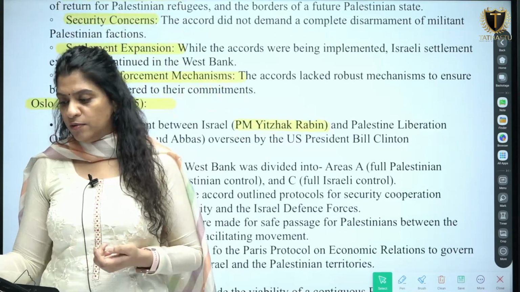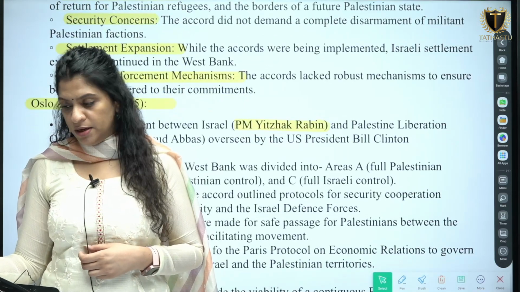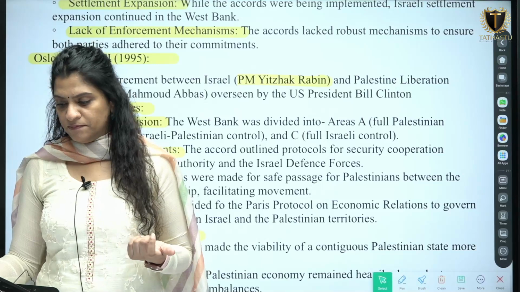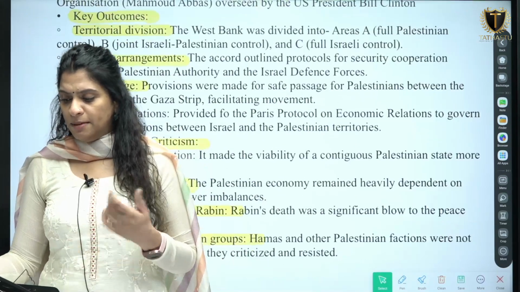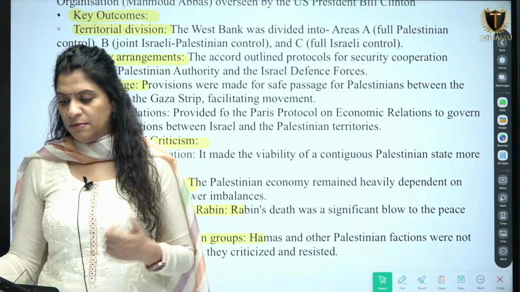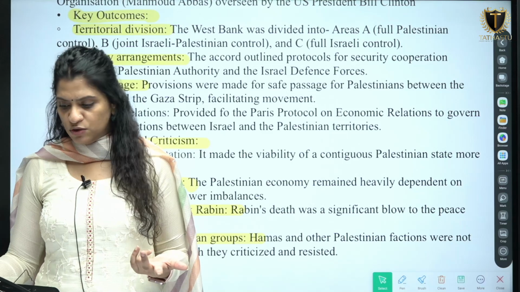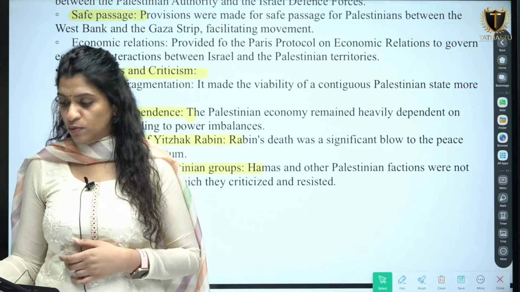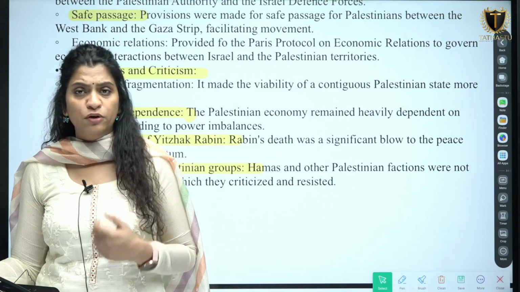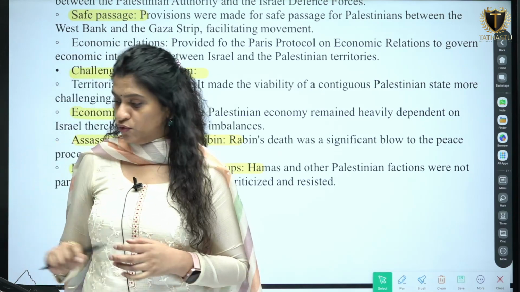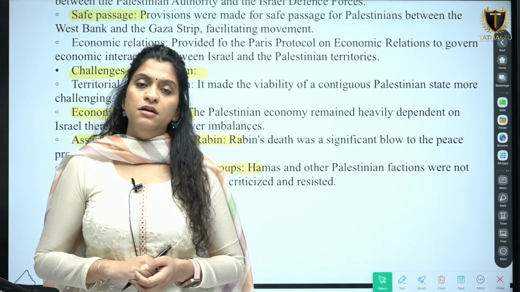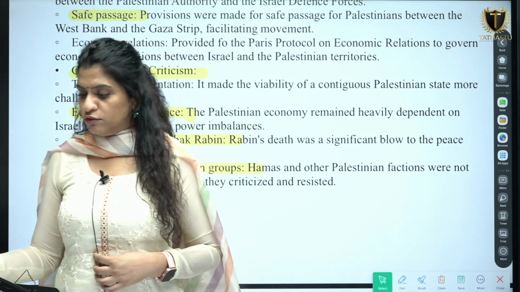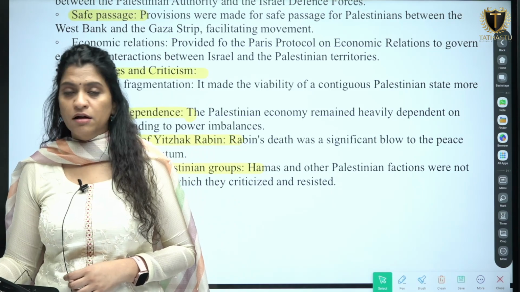What happened? There was an agreement between Israeli PM Yitzhak Rabin and Palestine Liberation Organization leader Mahmoud Abbas, overseen by US President Bill Clinton. There were key outcomes too, you can read, but then again it failed because of some challenges and criticism: territorial fragmentation happened, economic dependence was there, assassination of Yitzhak Rabin happened, and other Palestinian groups like Hamas and other factions were bypassed and not part of the negotiation. When the factions in Palestine, like Hamas, were not involved in the peace and negotiation, obviously it will fail. And also there was the assassination of Yitzhak Rabin as well.